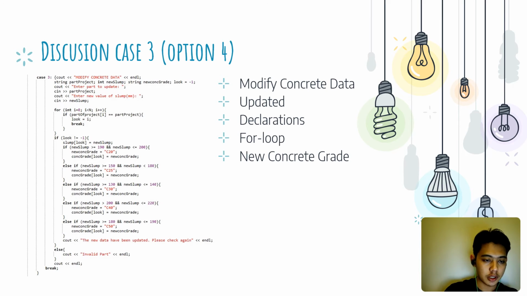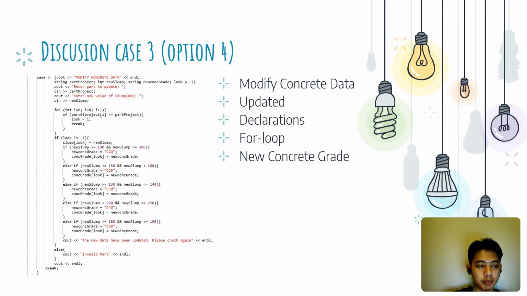So, option 3, for a simple description, is actually modify concrete data. The goal is to change, or in other words, to add a new value to a project component that was already introduced in option 1. When the user enters concrete data in option 1, the system will automatically determine the concrete grade. And when the user chooses option 3, the data that was previously entered, namely the measured slump value, can be modified. This will result in a change in the concrete grade for that part of the project.